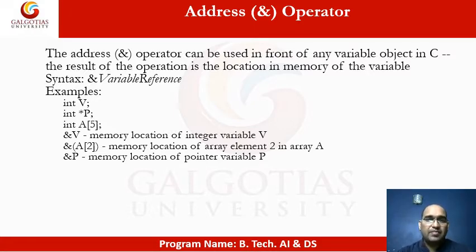See in this example, int v, int *p. So v is a normal variable, p is a pointer type variable, and a[5] is an array. So &v will return you the address of v. &a[2] will return the address of the third element in the array, and &p will return the address of the pointer p. And naturally p will also be acquiring some space in memory, so that address will be returned by &p.